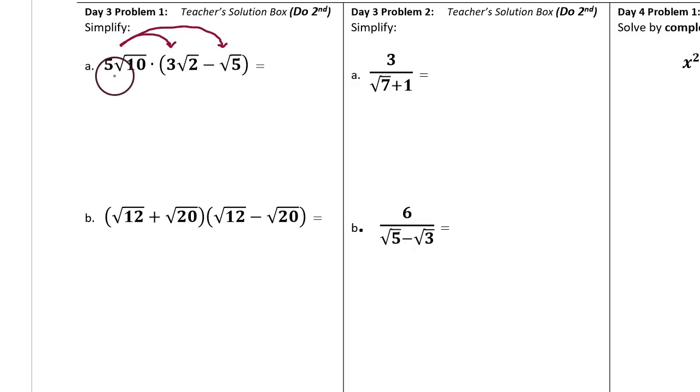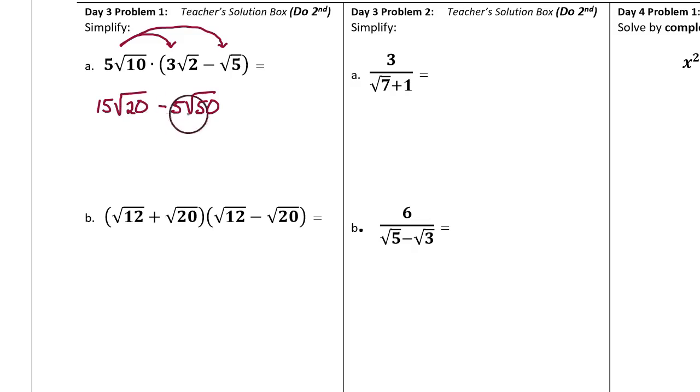So let's multiply 5 square root of 10 times 3 square root of 2. 5 times 3 makes 15, and in the radical, 10 times 2 makes 20. Then multiply 5 square root of 10 over to the square root of 5. We get 5 square root of 50.